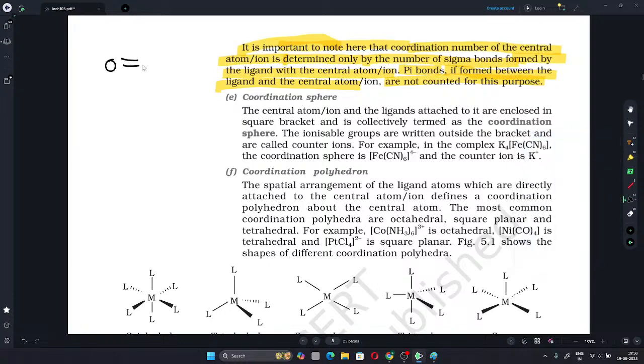In the case of this bond, we consider only one bond here because one is a sigma bond and one is a pi bond. Let's continue.